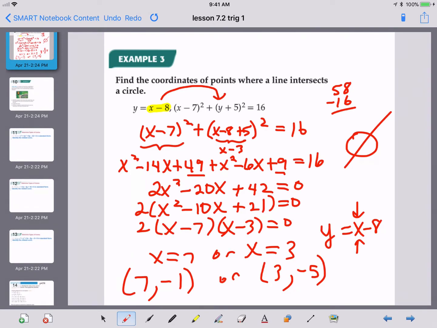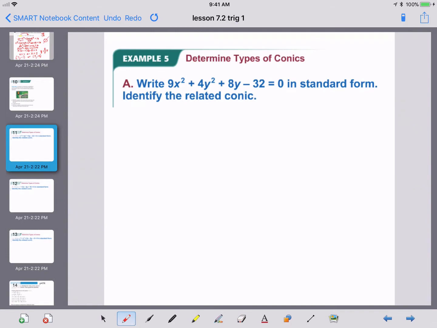Now our last examples are just kind of identifying what something is and then trying to get it in the correct form. So, for example 5a, it says, identify the type of conic it is, and then put it in standard form. So the first thing you want to do is find your highest power. The highest power on my x is squared, the highest power on my y is squared, and they are both positive. If that happens, so they're both squared and they're both positive, they're either a circle or an ellipse.